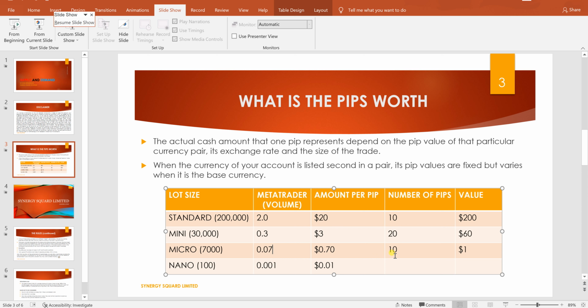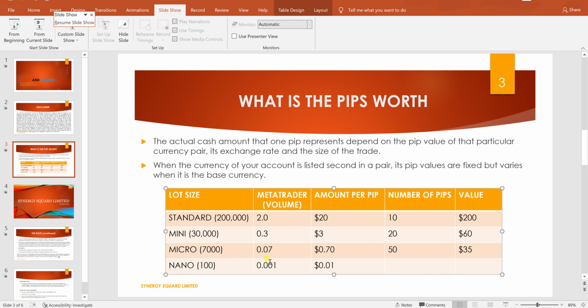Now, covering 10 pips will then give you no longer $1 but $7, right? And so if you happen to cover like 50 pips here, let us say for example you covered 50 pips, now it's not going to be $7 again, but so here you are going to have not $7 but $35.